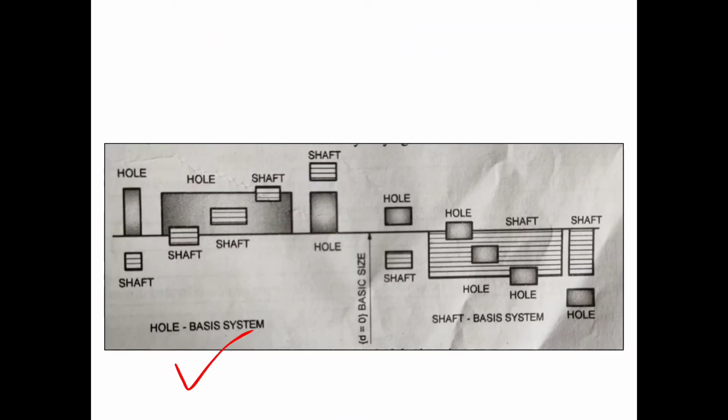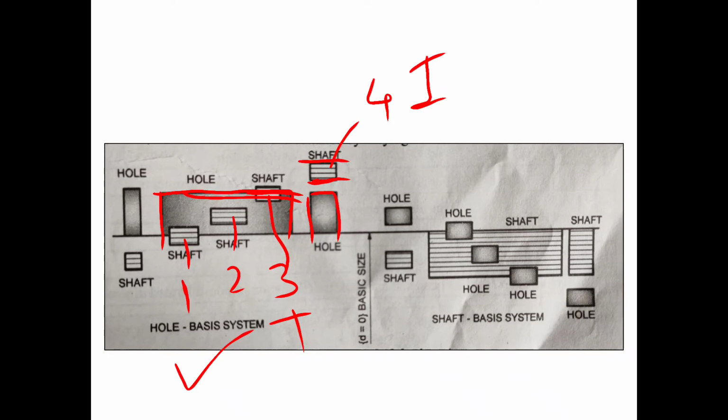Now see this, in this hole based system, this is the hole, and the shaft size is varied. With shaft 1 and shaft 2 we are getting a clearance fit. With shaft 3 we are getting a transition fit, and with shaft 4, both the lower dimension and upper limit are greater than the upper limit of the hole, hence you will get an interference fit.